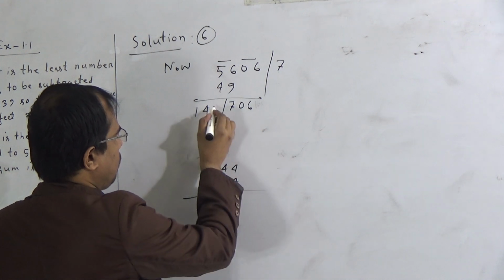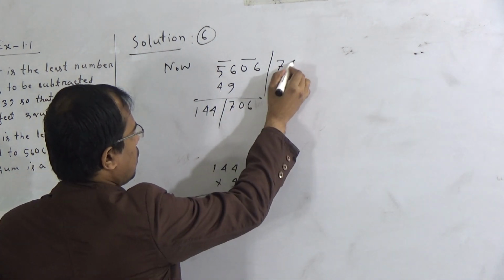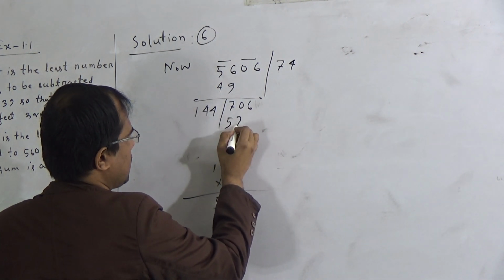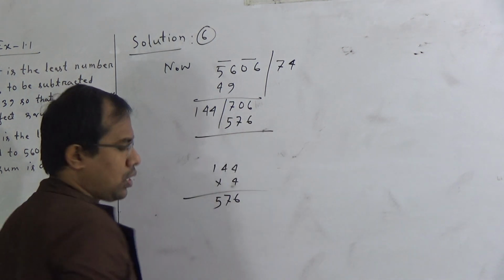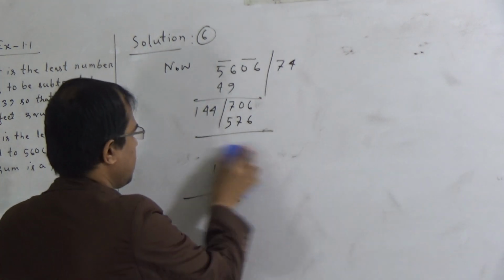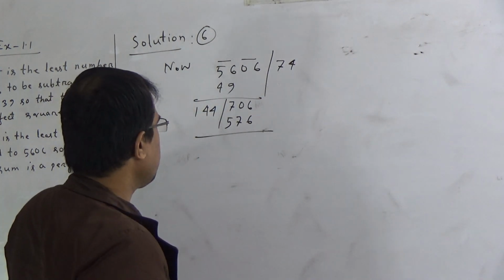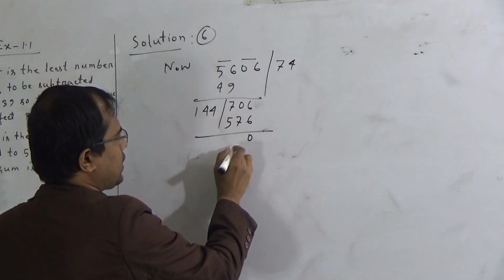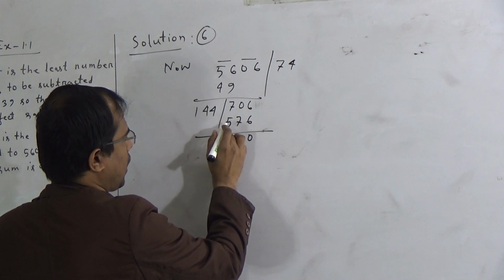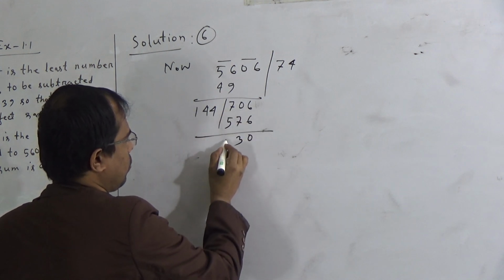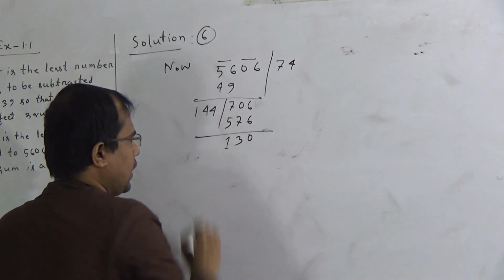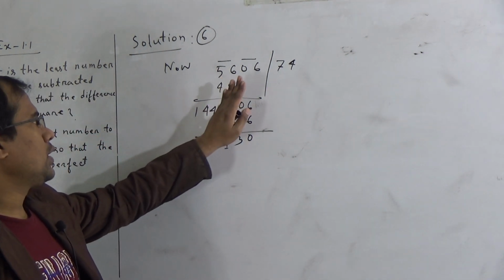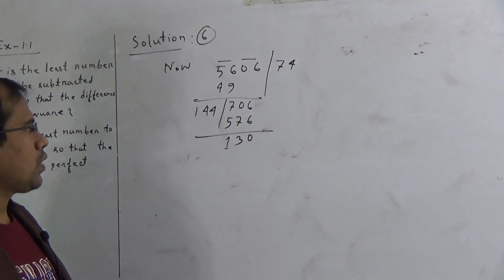576. If we take here 4, then it will be 576. Now after subtracting we will get 6 minus 6 equal to 0. 10 minus 7 equal to 3, carrying 1, then 6. 7 minus 6 equal to 1. Remainder comes. So 5606, it is not a perfect square number.